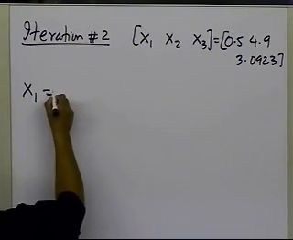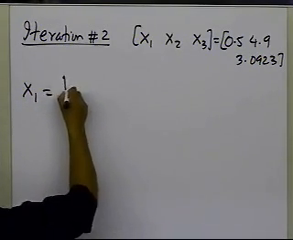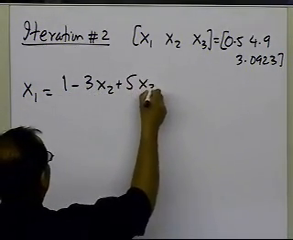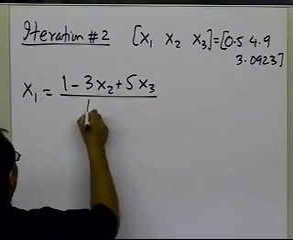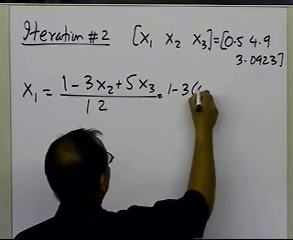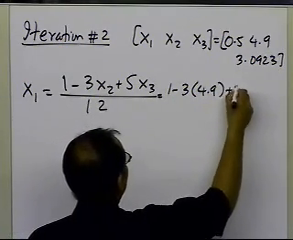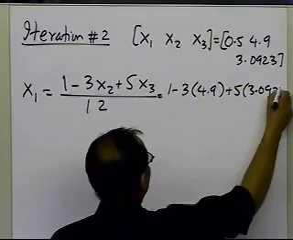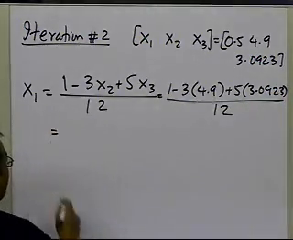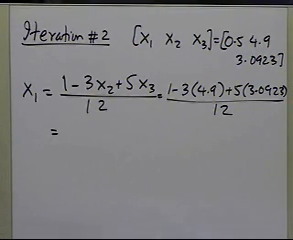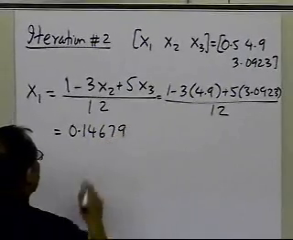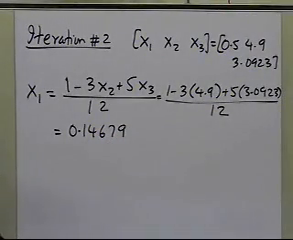So x1 is 1 minus 3x2 plus 5x3 divided by 12. And so I'll get 1 minus 3 times x2, which is 4.9, plus 5 times 3.0923 divided by 12. And this number here turns out to be 0.14679.